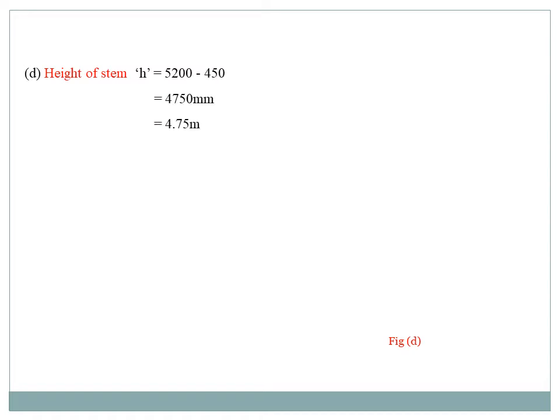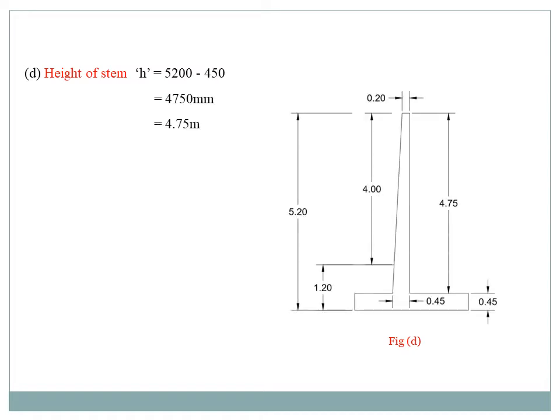The next, height of the stem, small h. The height of the stem is simple. See the diagram: the height of the stem is taken only as the vertical portion. We know the overall depth is 5.2 meter, and the thickness of base slab is 0.45 meter. So 5.2 meter minus 0.45, we get 4.75 meter.